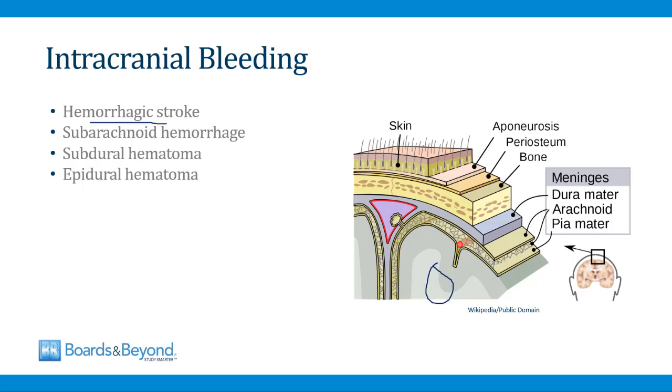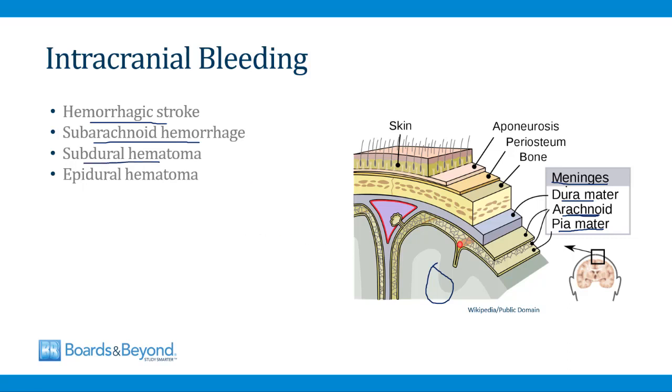Surrounding the brain tissue are the meninges, and the meninges are made up of 3 layers: the dura mater, the arachnoid, and the pia mater. So one place that you can have bleeding is above the pia mater and below the arachnoid, and because this bleeding occurs below the arachnoid, this is called a subarachnoid hemorrhage. The next place you can bleed is above the arachnoid and below the dura mater, and because this bleeding occurs below the dura mater, it's called a subdural hematoma.